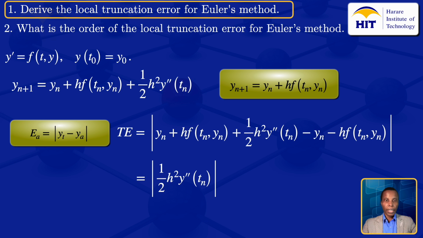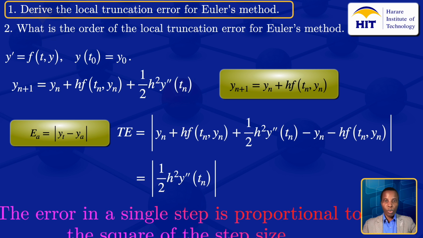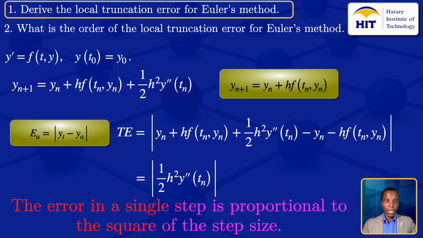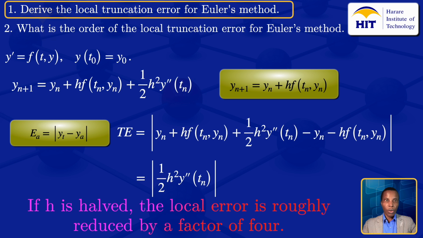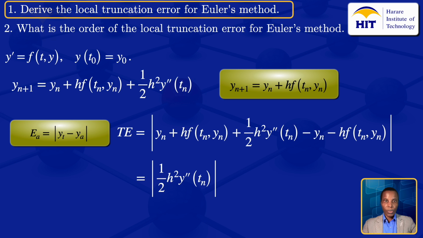So what you are seeing there is that the error in a single step is proportional to the square of the step size h. If h is halved, then the local truncation error is roughly reduced by a factor of 4. So that's why I have in there that our truncation error is proportional to the square of the step size h.